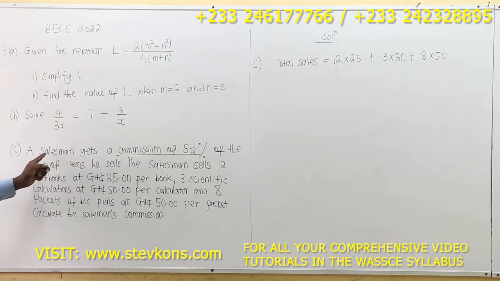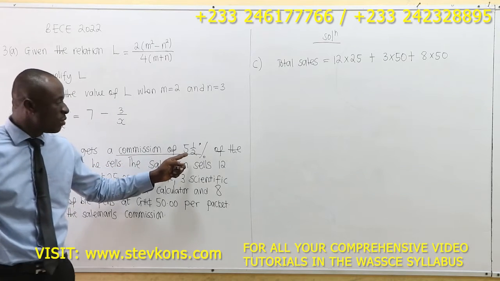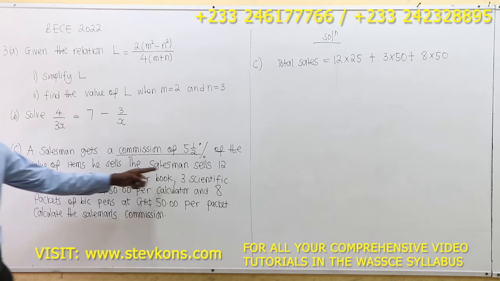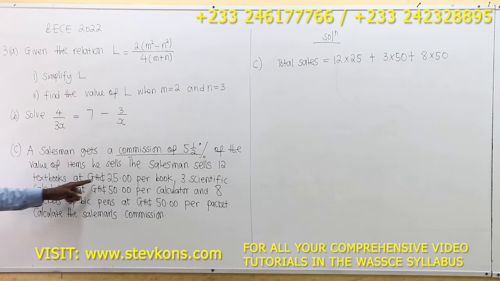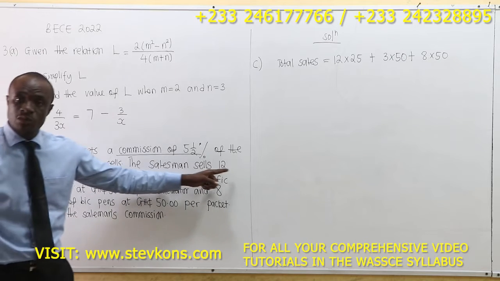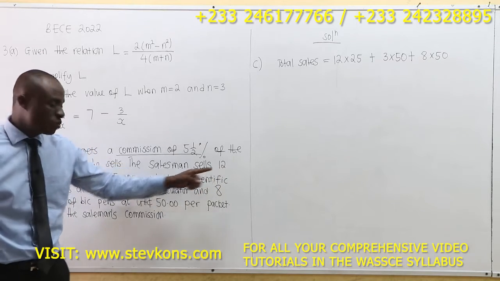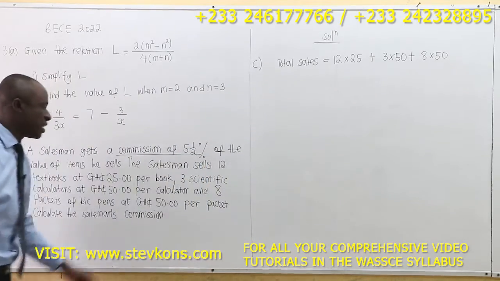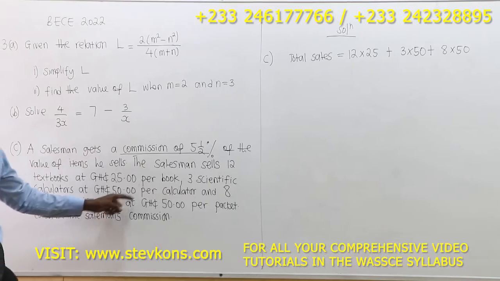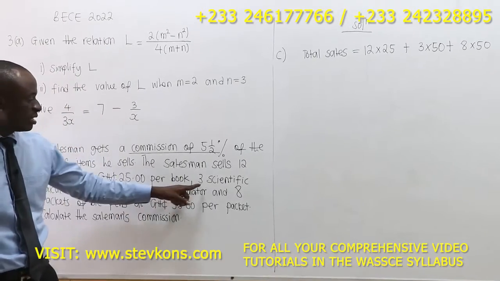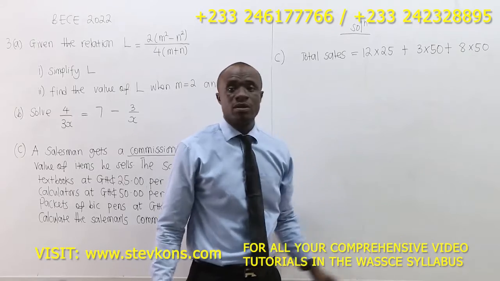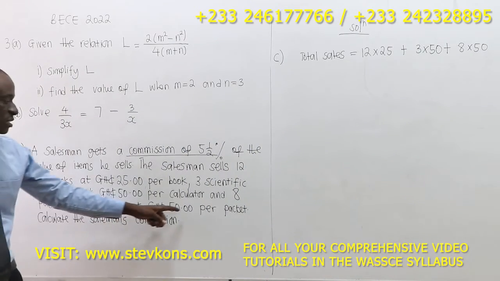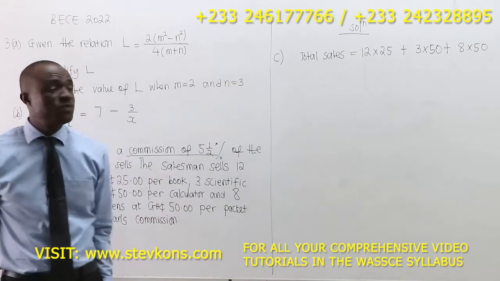Again, a salesman gets a commission of 5.5% of the value of items he sells. The salesman sells 12 textbooks at 25 cedis per book. So how many textbooks did he sell? 12. How much does one cost? 25. So 12 times 25, plus 3 scientific calculators at 50 cedis each. He sold 3, so all will be 3 times 50. And then 8 packets of big pens at 50 cedis per packet, so 8 times 50 for all of them.